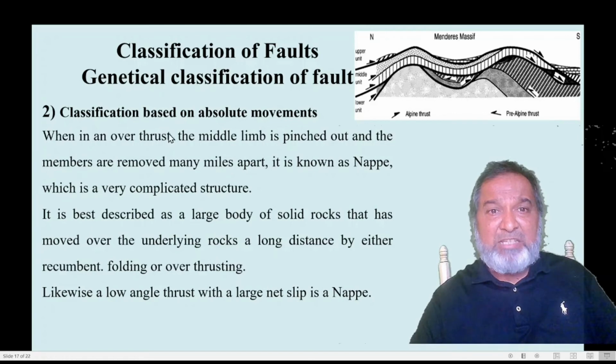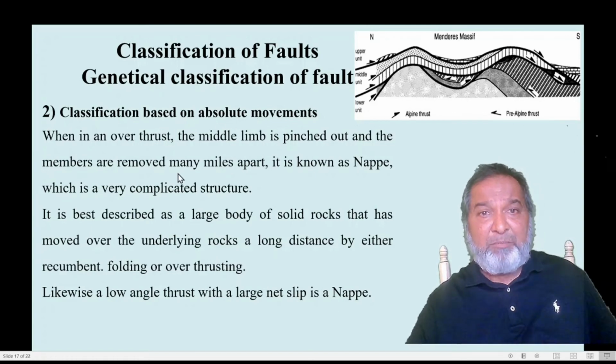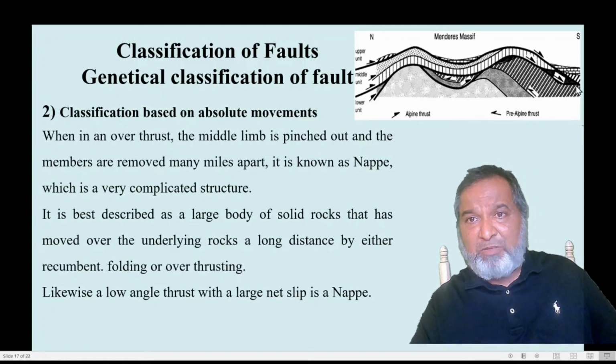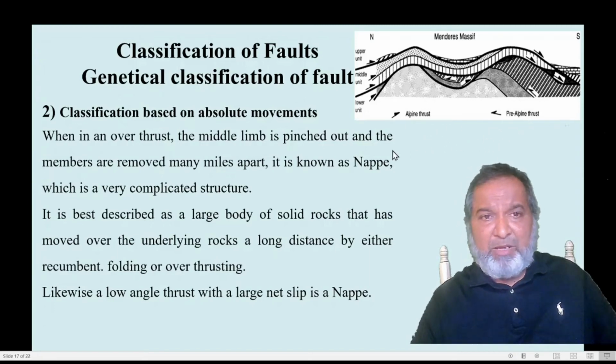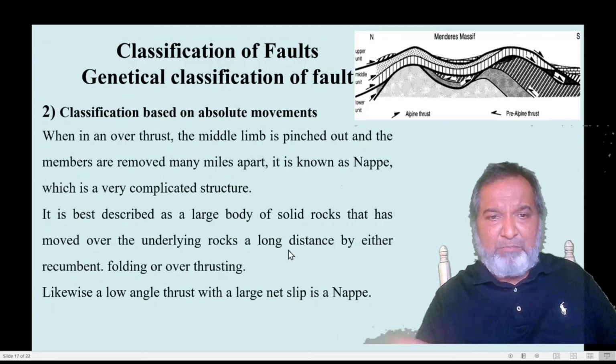So the classification based on the absolute movement. Yes, so here we have the faults which have been shown, the alpine thrust fault and the pre-alpine. These are the examples which are shown.